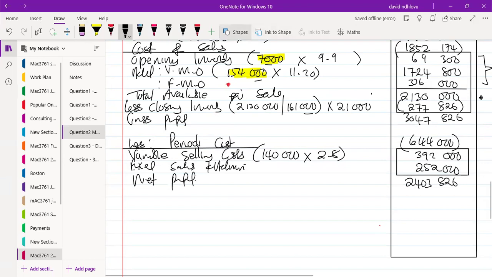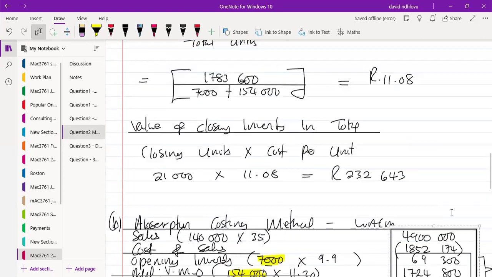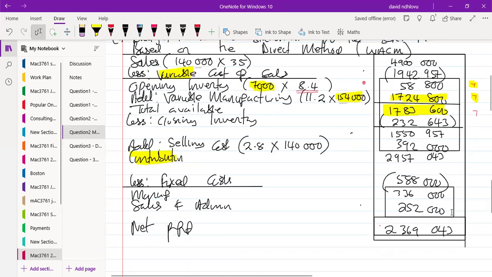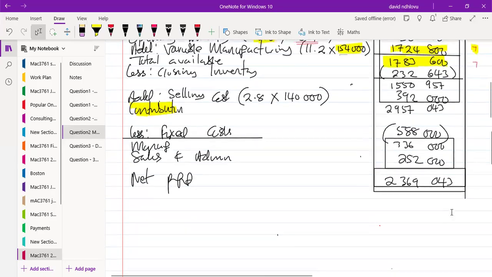So obviously, these two methods don't give you the same net profit. The net profit will differ. And the main difference is how we have treated what we call the fixed manufacturing overheads. Everything else is being treated the same, except the fixed manufacturing overhead. That's where the crux of the matter is. Right. Any questions, good people, on these two? Are we on the same page?